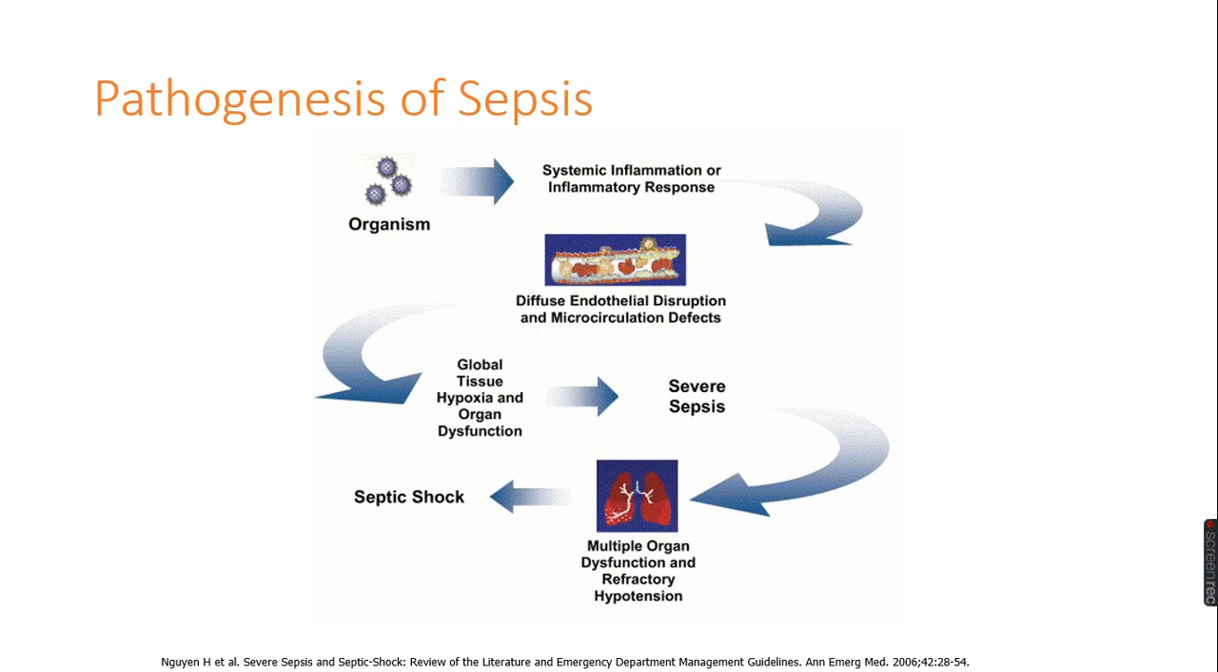because you have an increase in membrane permeability. You'll also have some sort of a distributive type of shock as a result of the vasodilatation. And if the vasodilatation is profound, this can eventually result in a drop in the BP and development of this distributive shock. So we also have global tissue hypoxia and organ dysfunction as a result of this endothelial disruption. And this leads to severe sepsis. With severe sepsis, you have multiple organ involvement, resulting in multiple organ dysfunction and refractory hypotension. And this eventually leads to septic shock.